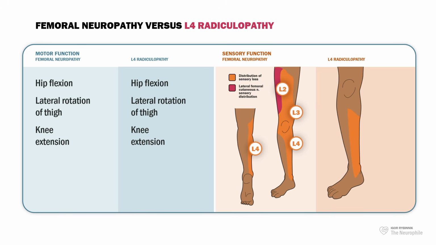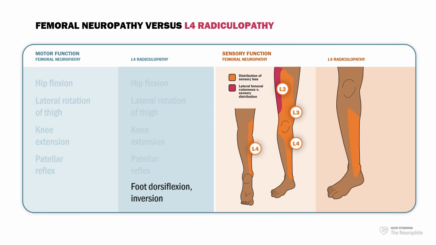Both conditions cause sartorius and quadriceps weakness. This means impaired hip flexion, lateral rotation of the thigh, and knee extension. Oh, and yes, a reduced patellar reflex. But L4 radiculopathy may also affect foot dorsiflexion and inversion, because the muscle responsible for those movements is tibialis anterior, and tibialis anterior is supplied by the deep fibular nerve, L4, L5 nerve roots. So if there is even a hint of a foot drop, think L4 root, not femoral nerve.